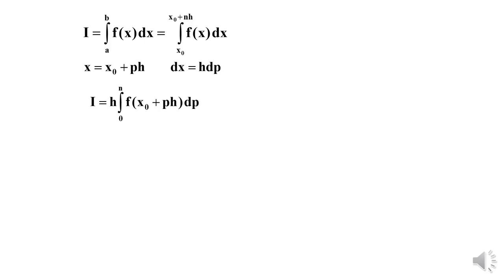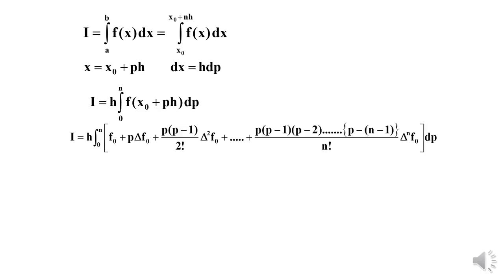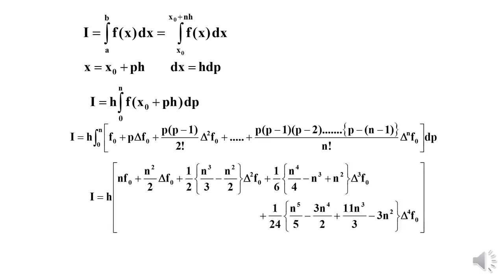To integrate it, first we expand f(x0 plus ph) with the help of Newton's forward interpolating formula, and then we integrate it term by term and substitute the limits. So we first integrate f0 with respect to p, and when we put the limits 0 to n, it becomes n f0. Then we go to the next term, p square by 2 del f0. When we put the limits, it becomes n square by 2 del f0, and so on. So this is our formula, that is Newton-Cotes quadrature formula.